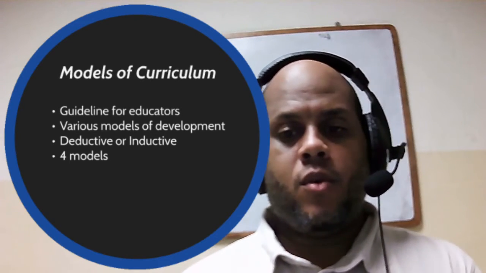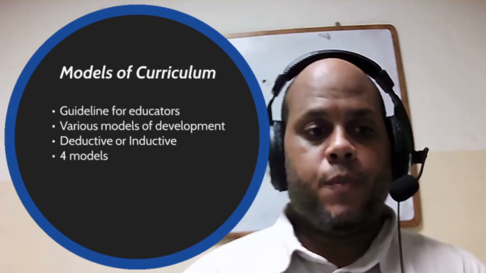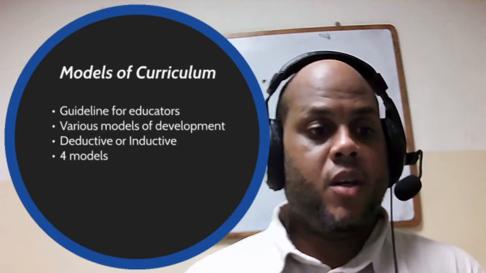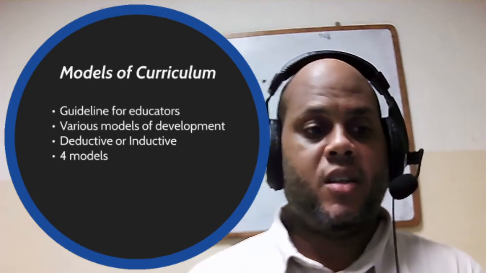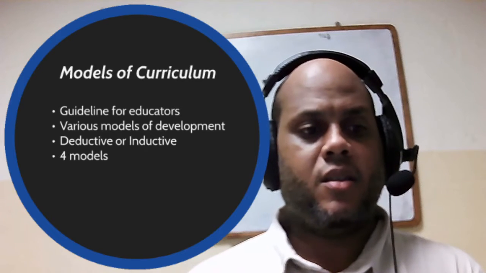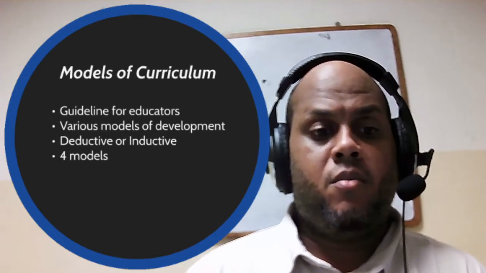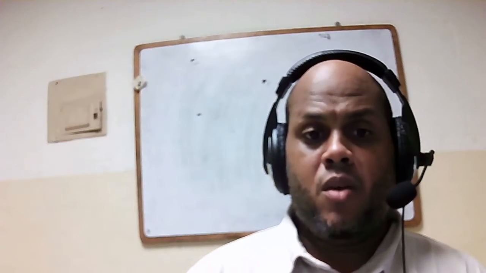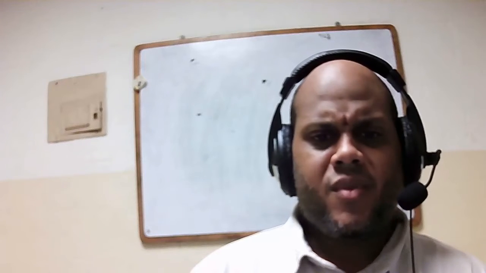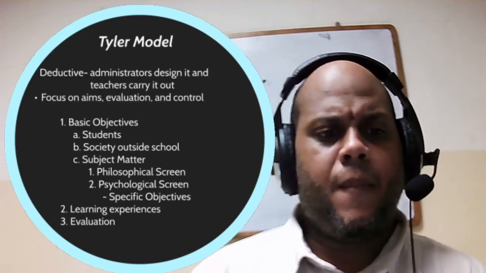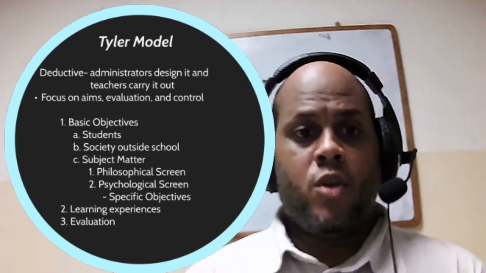Normally we have to deal with four models: the Taylor model, Tyler, Oliveira, and Velocis, Saylor, and Alexander. Basically, these are the most common. We want to start with the Taylor model, that is the most well-known model of those.